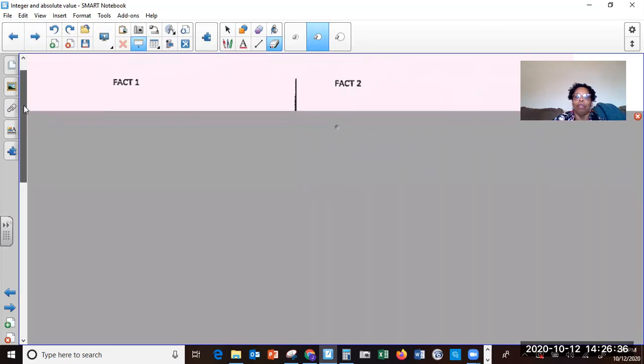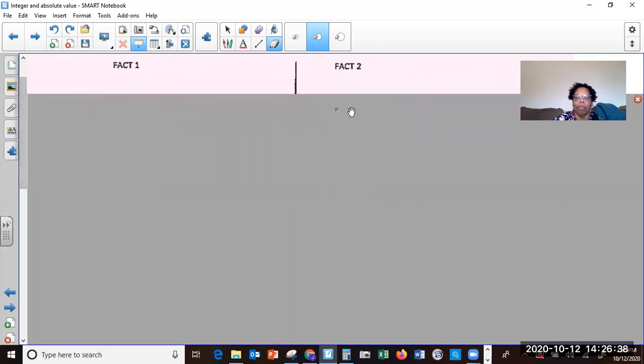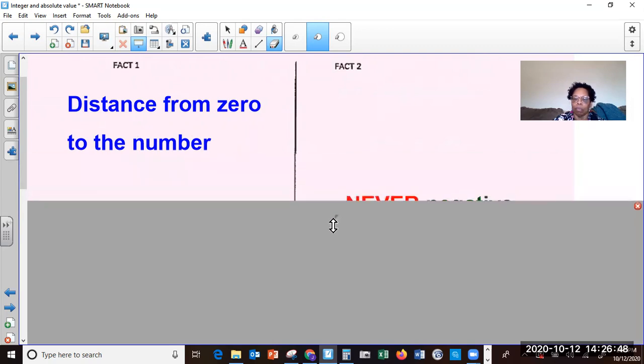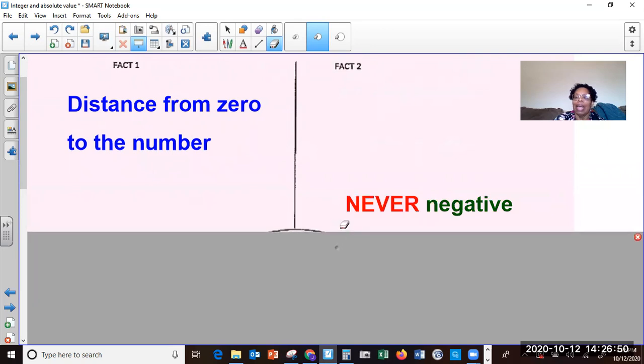About absolute value. Fact 1. Absolute value is the distance from 0 to the number that you're talking about. Absolute value is never negative. Never. It's never negative.